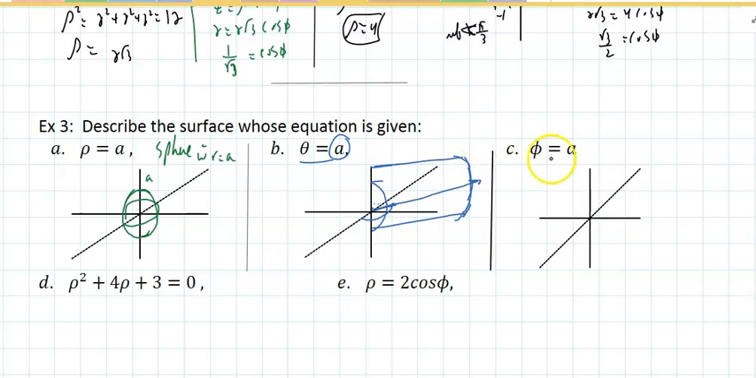What if I let phi equal A? If I fix phi to be a specific angle, let's say right there. Now, rho could run from 0 and run all the way up, and if theta rotates all around, you create an infinite cone.